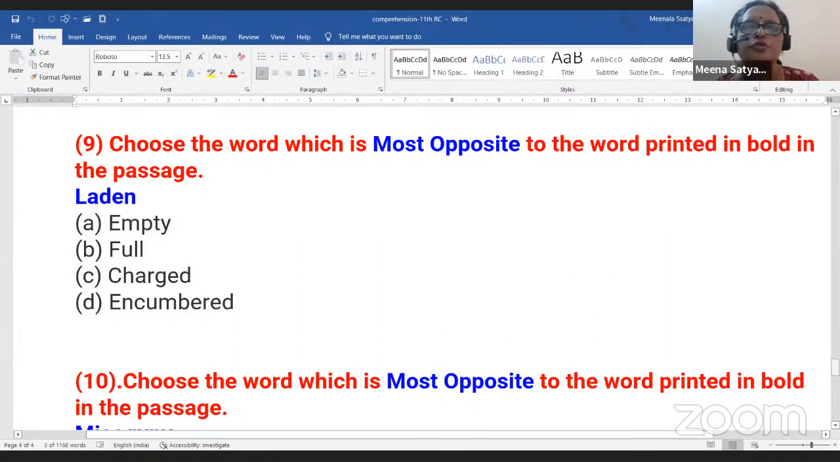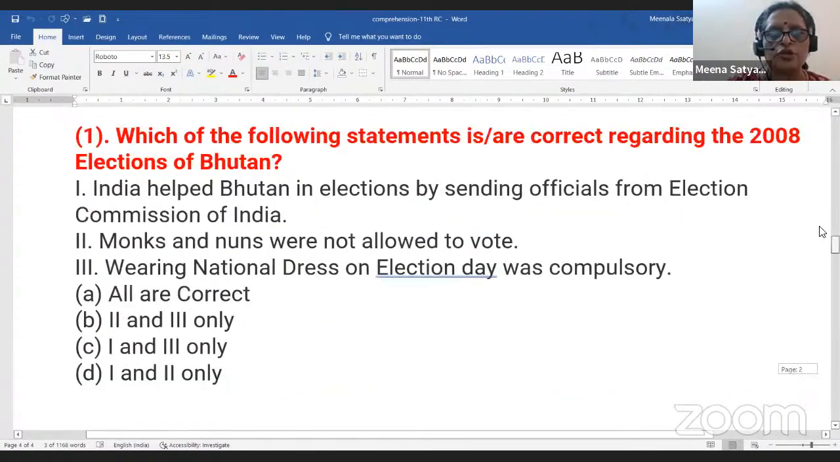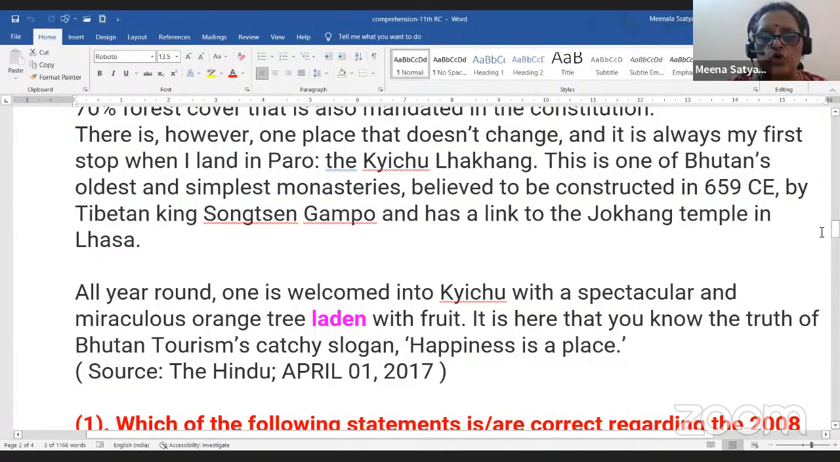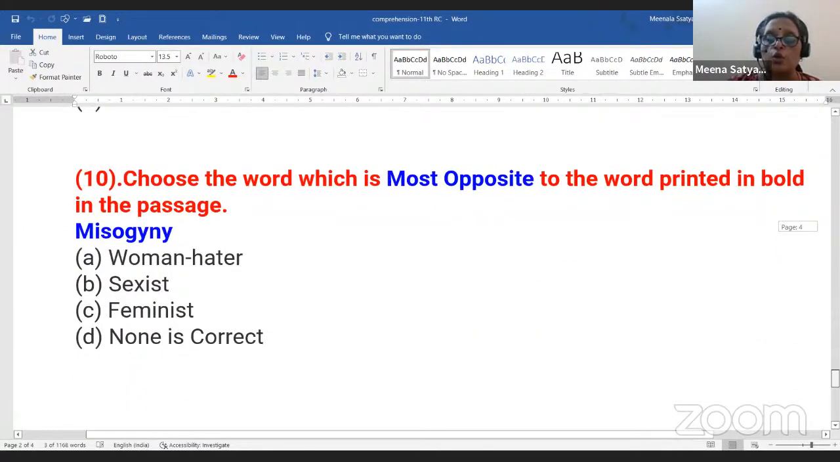Choose the word which is most opposite to the word printed in bold in the passage. Laden: empty, full, charged, encumbered. Automatically, it can be empty, but just to make you cross-check once more, I'll take you to the passage, because at this point of time, all year round, one is welcome with huge, spectacular and miraculous orange tree laden with fruit, filled with fruit. So here it means to say it is filled with fruit. Remember, we're only speaking of orange. That's why we never write fruits. When fruits of different types are there, then we say fruits. So laden with fruit, completely filled. So the opposite of it is empty. That is the meaning. So it doesn't have any fruit there. Choose the word which is most opposite to the word printed in bold in the passage.